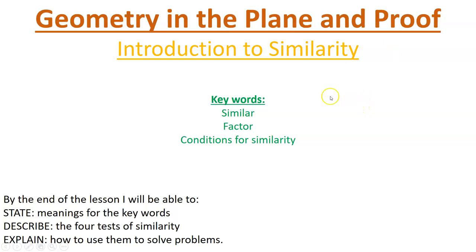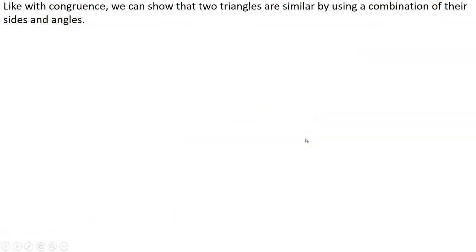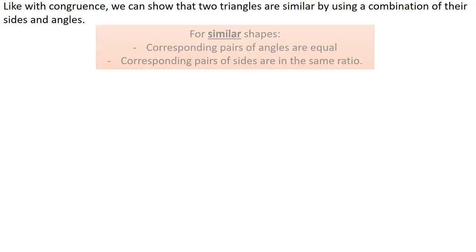Your title. So today we're looking at an introduction to similarity. Like with congruence, we can show that two triangles are similar by using a combination of their sides and angles. Write down this orange box, please. For similar shapes, corresponding pairs of angles are equal and corresponding pairs of sides are in the same ratio.